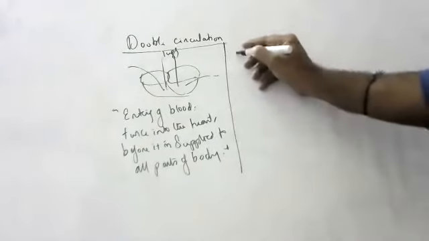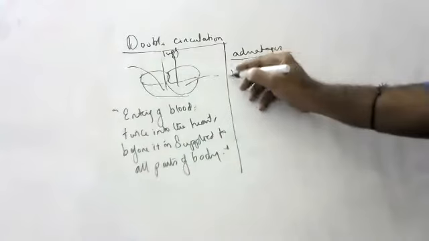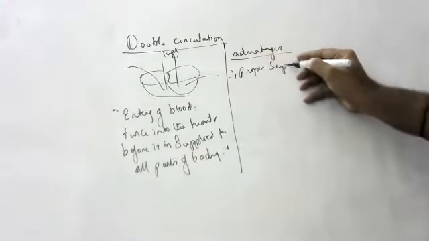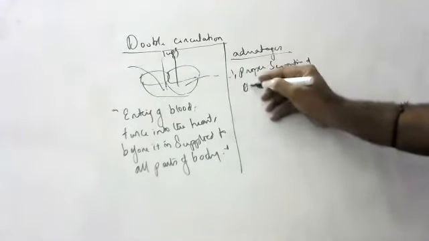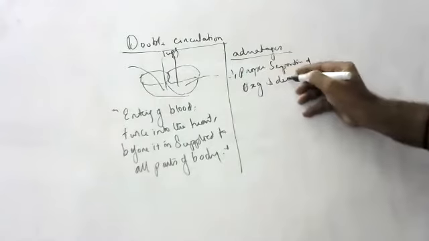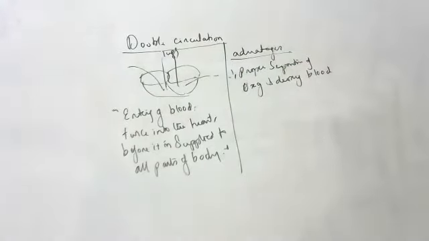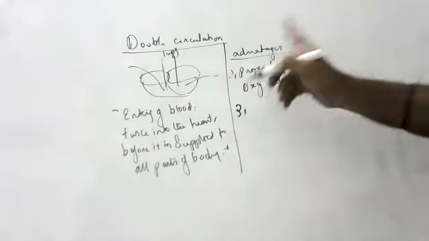What are the advantages of double circulation? It helps in proper separation of oxygenated and deoxygenated blood. Don't write it wrongly, children. Lungs will not purify blood; purification of blood is done in the kidneys. Lungs only oxygenate the blood and exchange gases. Proper separation of oxygenated and deoxygenated blood is number one.